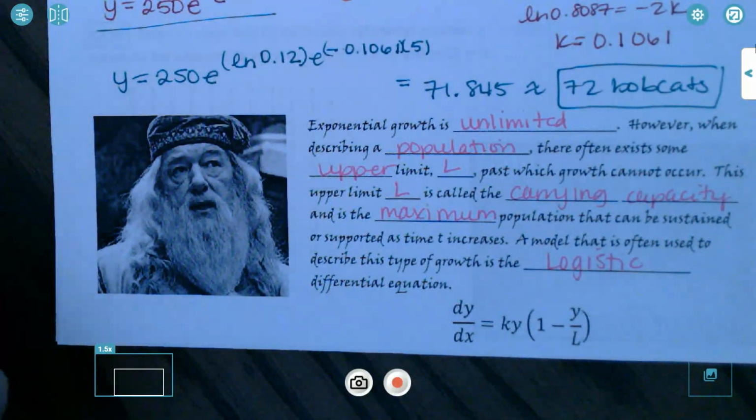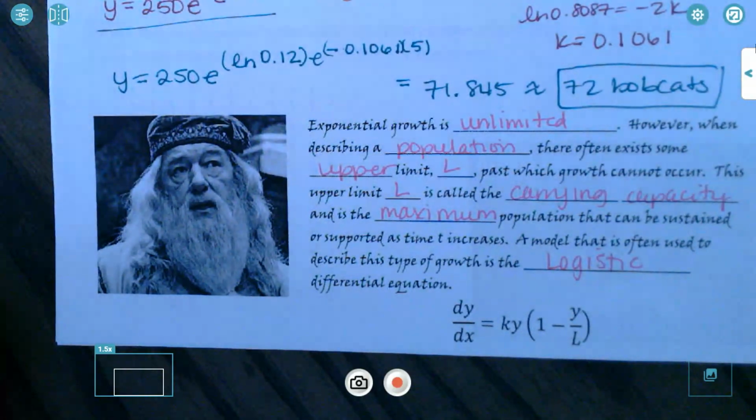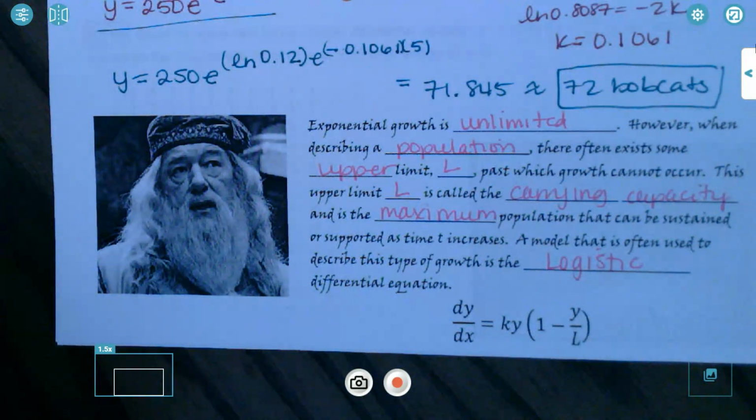I know that everybody thinks exponential growth is unlimited, but there does come a point where, especially if you're talking about animals and things of that nature, if there's not but so much food, then they end up taking care of themselves. There does reach a certain point where you can't go any further.